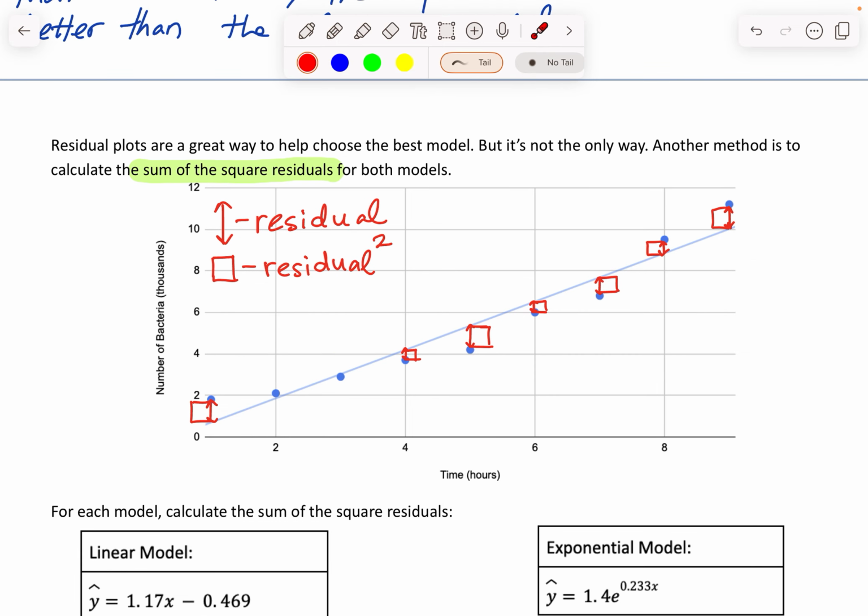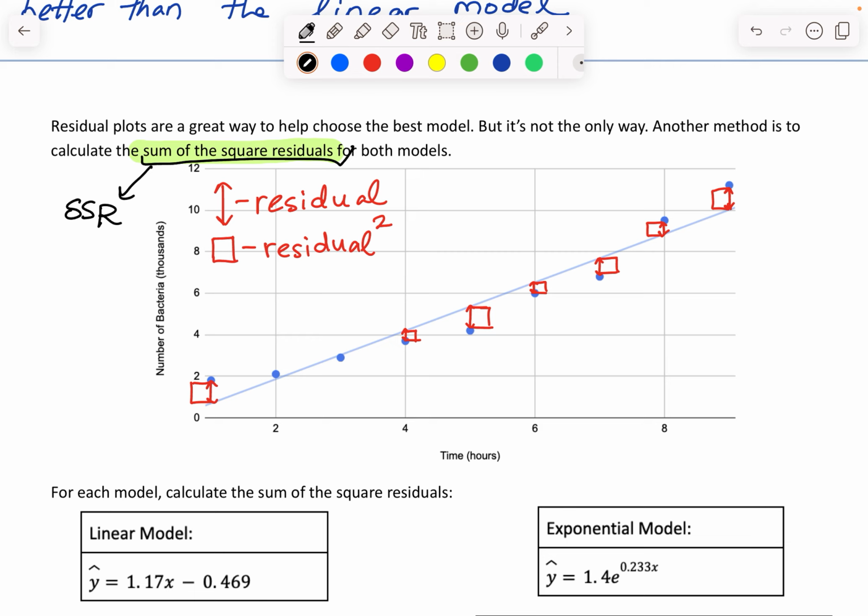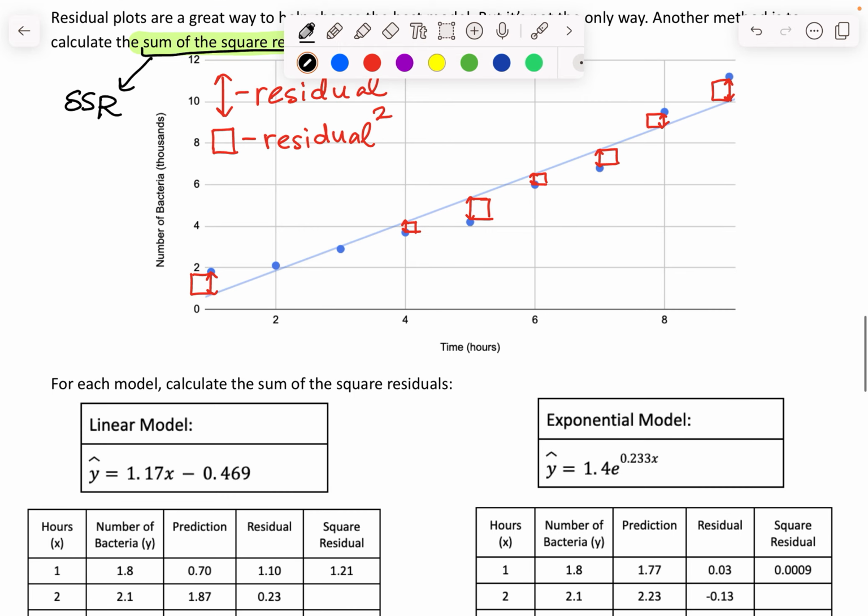By the way, I'm going to abbreviate the sum of the square residuals as SSR. Otherwise, I'm going to drive myself crazy writing that over and over again, because we're going to write it a couple times in our conclusions. Okay, so here's what we're going to do on this page. We're going to calculate the sum of the square residuals for our linear model and for our exponential model, and we're going to use it as a second way to verify that the exponential model is indeed the better model. So how do we do this?